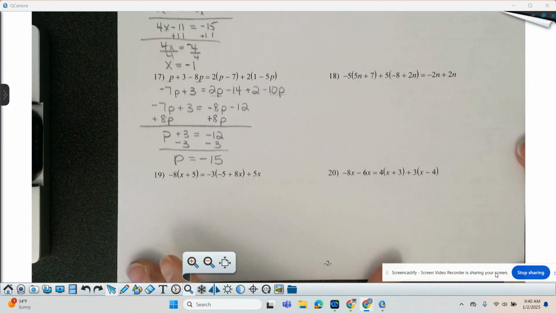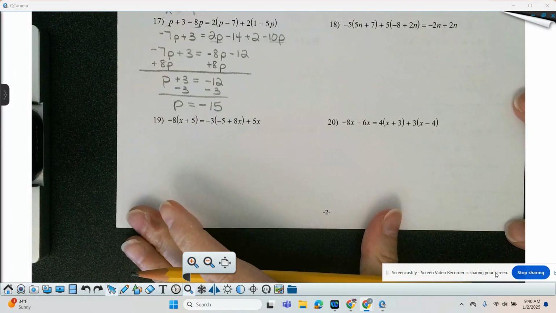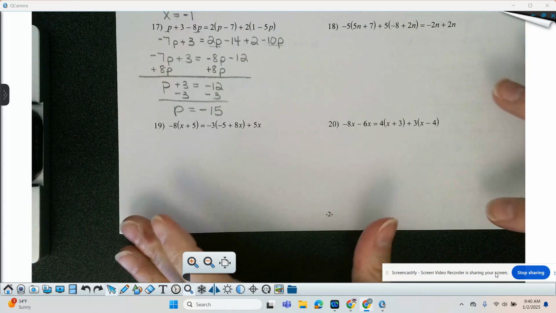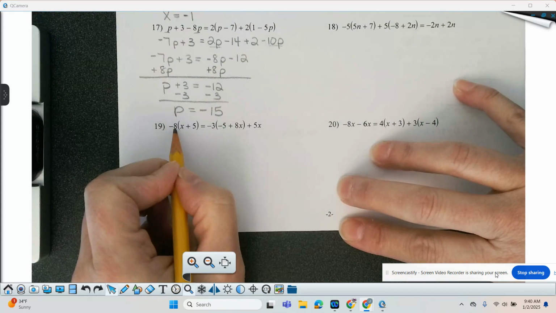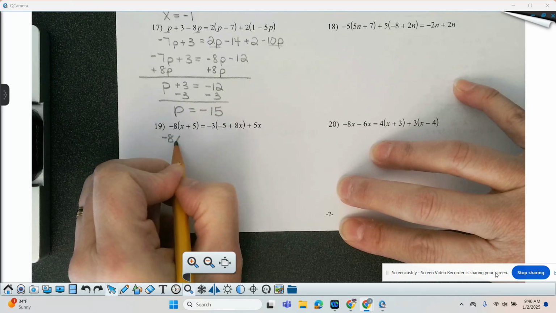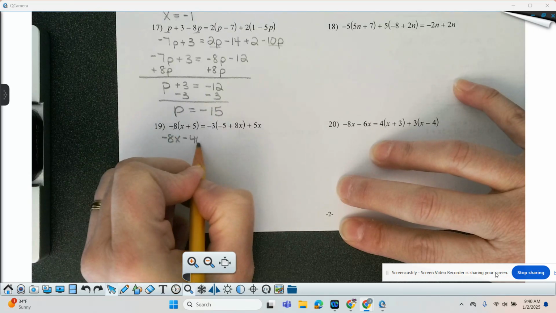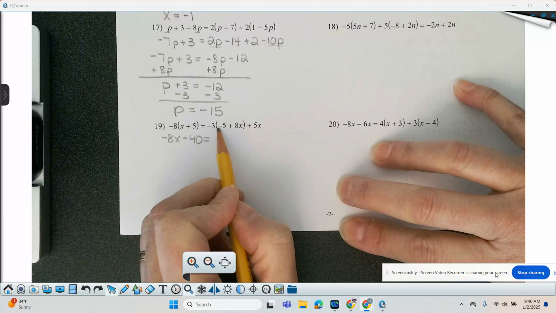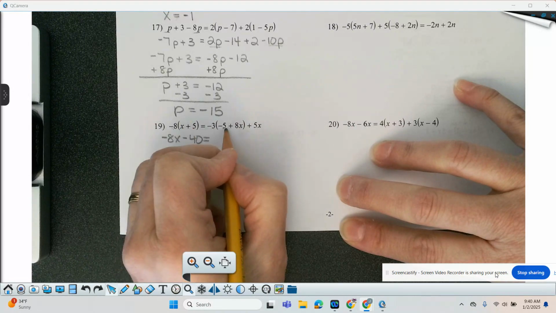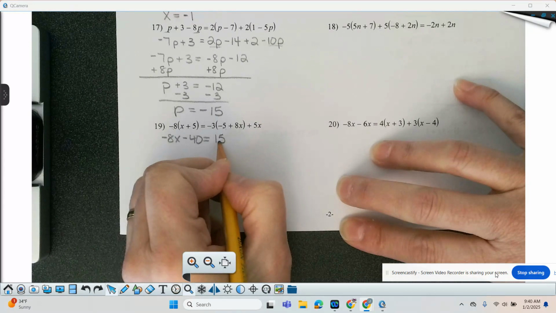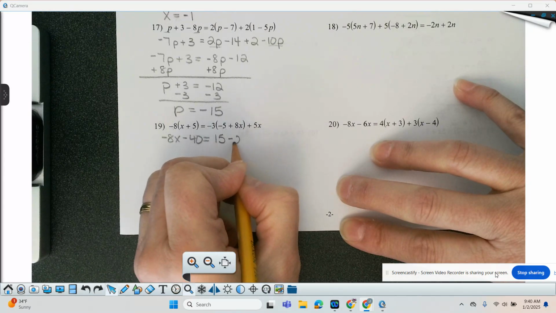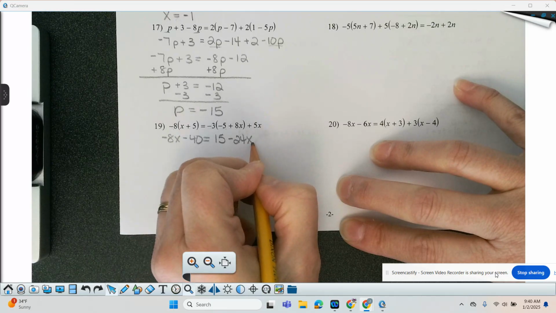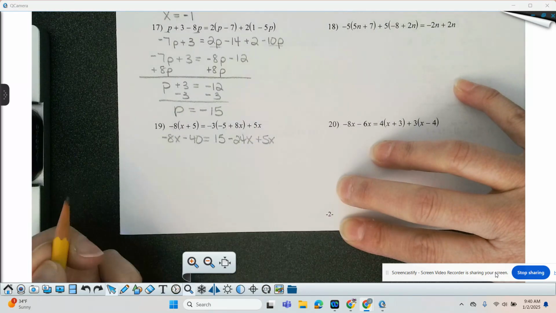And then the last one that I'm going to do with you, because again, the rest of them are going to be for you to try for homework. I'm going to take that negative 8, since we've got parentheses, and I'm going to distribute it and get negative 8x minus 40. I'm going to get rid of these parentheses by distributing negative 3 times both of these. Negative 3, negative 5, that's a positive 15. Negative 3 times a positive 8 is going to be a negative 24x. And then the plus 5 just drops down.